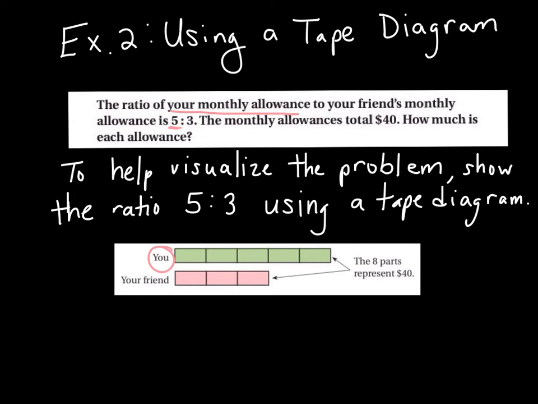And then it said your friend's monthly allowance was the second number in the ratio. So that would be the 3 down here. So there were 3 equal sections to their part of the allowance. And you can see that altogether there are 8 parts. And the 8 parts technically have to make up a total of $40 because it said the whole amount of the monthly allowances was $40. So we're going to figure out how much each person has of the allowance based on this tape diagram.